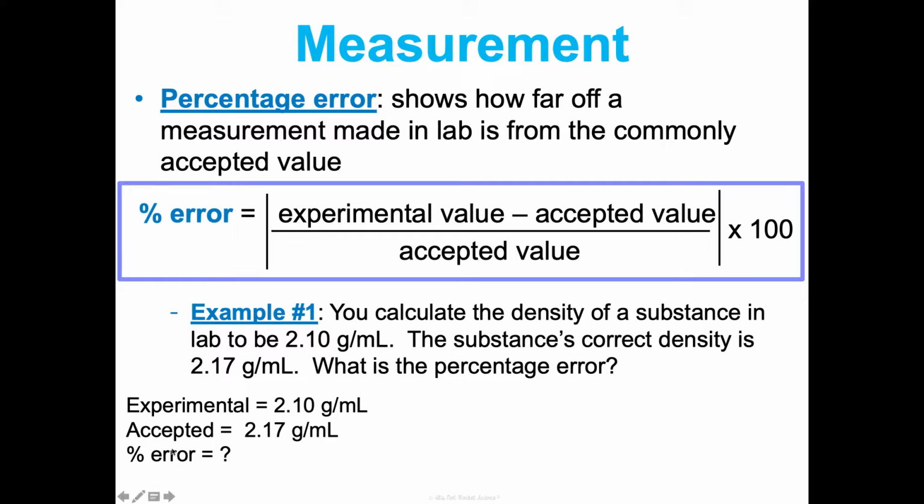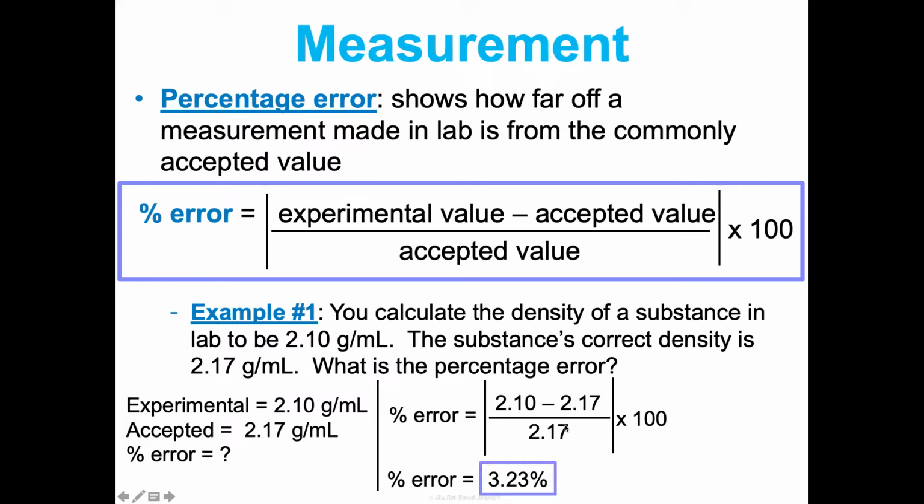Okay, so I always like to put all the things I know and what I'm looking for on one side, and then I draw a line to keep my notes clear. And then now I'm going to plug it into the equation. The experimental is 2.1, the accepted is 2.17, so I'm putting that down here too. All right, and when I calculate this, I get 3.23%. So my measurement was 3.23% off. This is going to be really valuable and something we're going to be doing in lab consistently. So it's a skill I want you to be comfortable with.